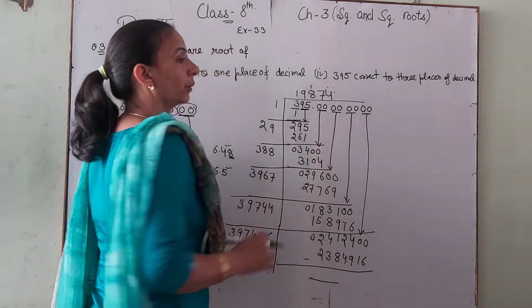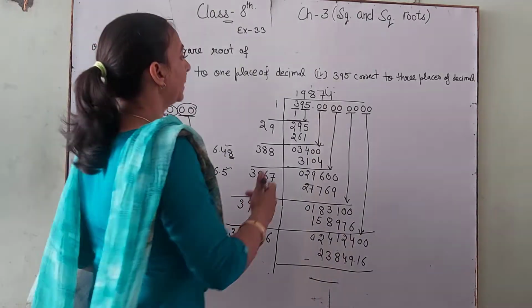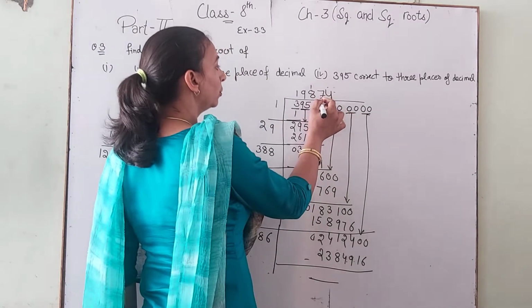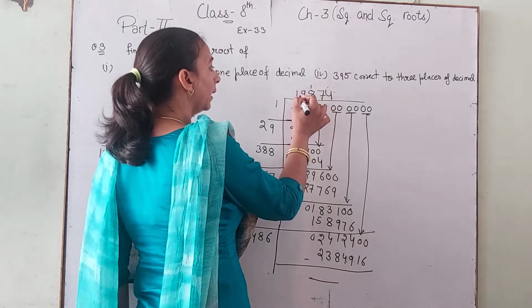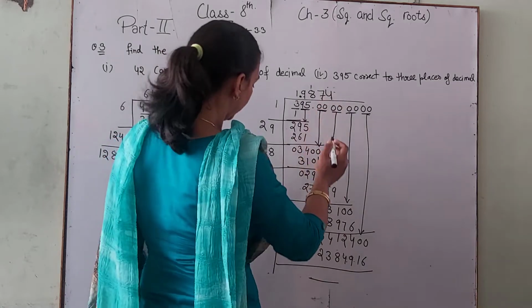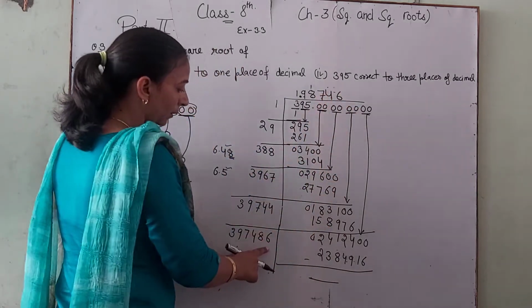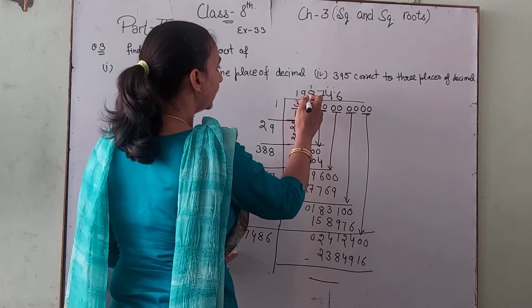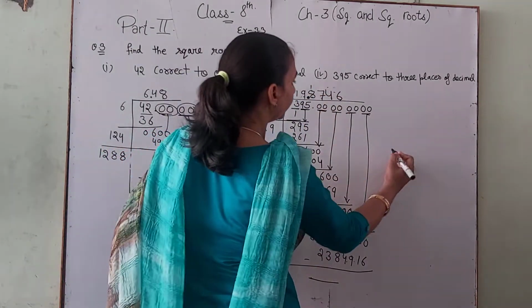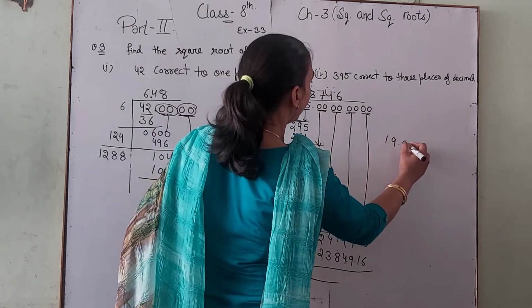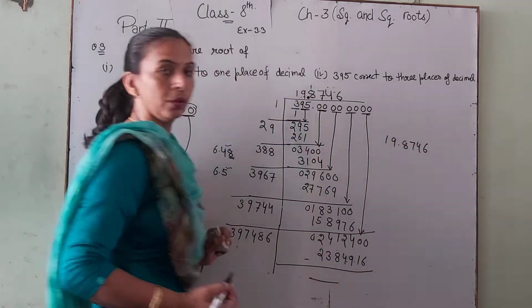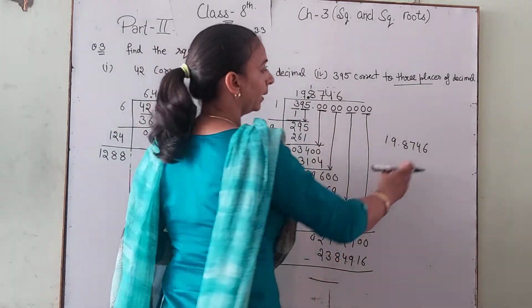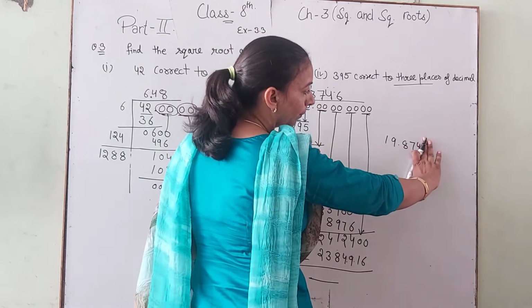We find the total number of pairs. After that, decimal 1, 2, 3, 4. Then we take 1, 2, 3, 4. We put a, sorry, there is also 6. We forgot 6. Then we take 1, 2, 3, 4. There is a point. So the square root of this is 19.8746. Okay. But we take only 3 places of decimal, so we leave the 4th place.